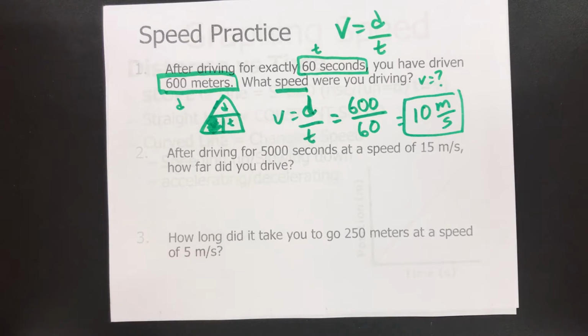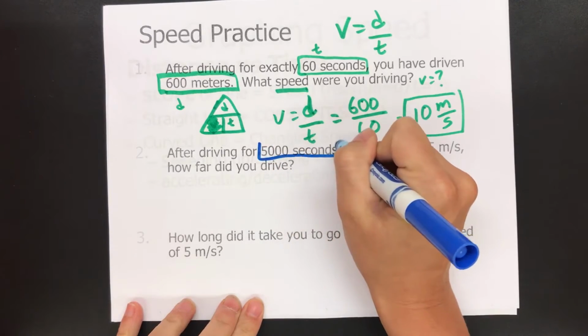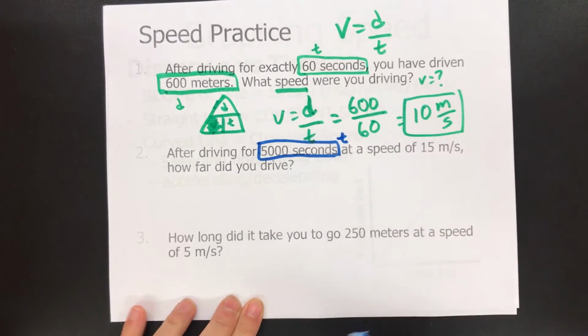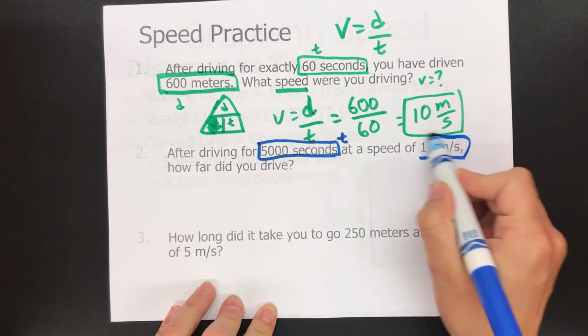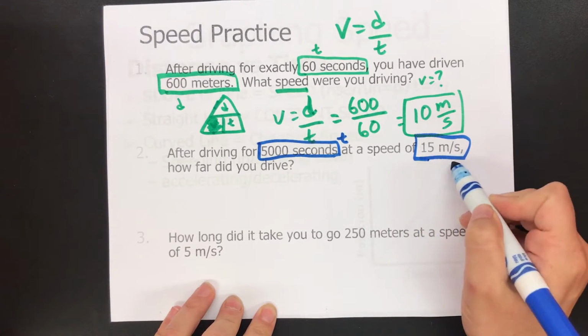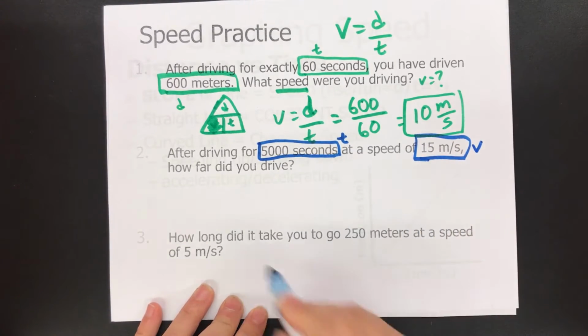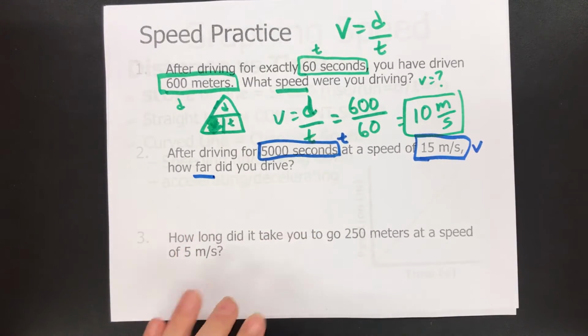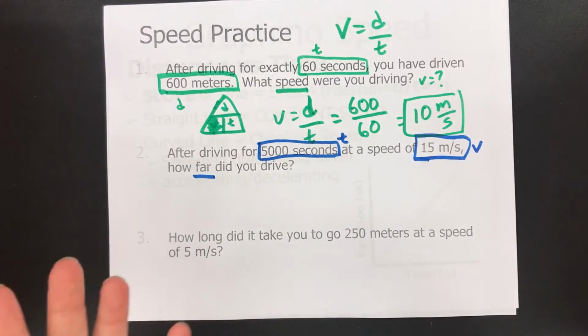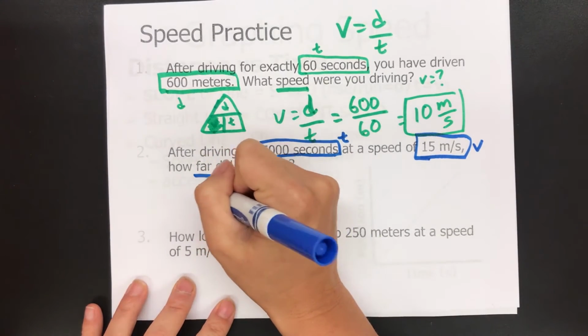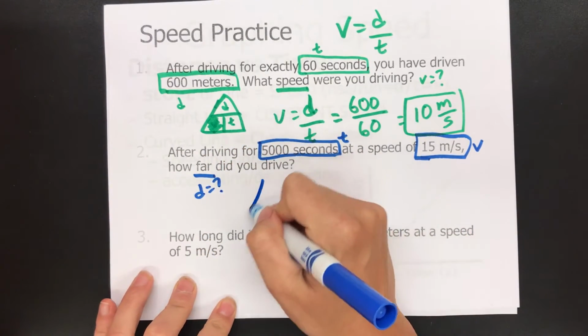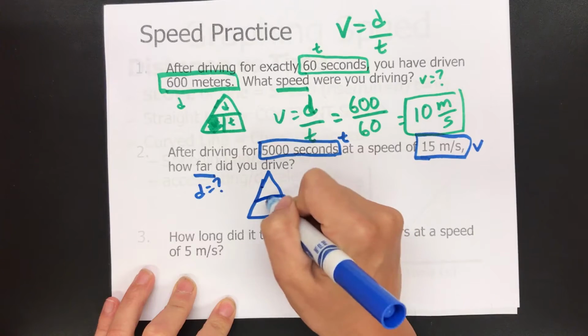Okay? So let's try another one. Switch colors here for you. After driving for 5,000 seconds. Seconds is a unit of time, so we're going to label that as T. At a speed of 15 meters per second. So you see how it has M and S? That should tell you that that's your V. And it's asking how far. So out of your variables, if I ask how far, what is that looking for? You're looking for D.